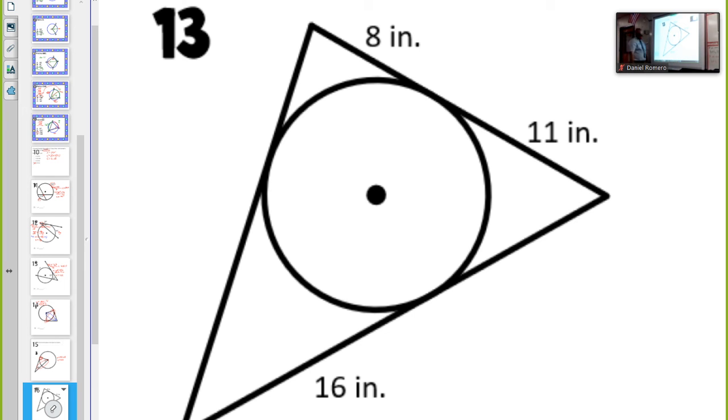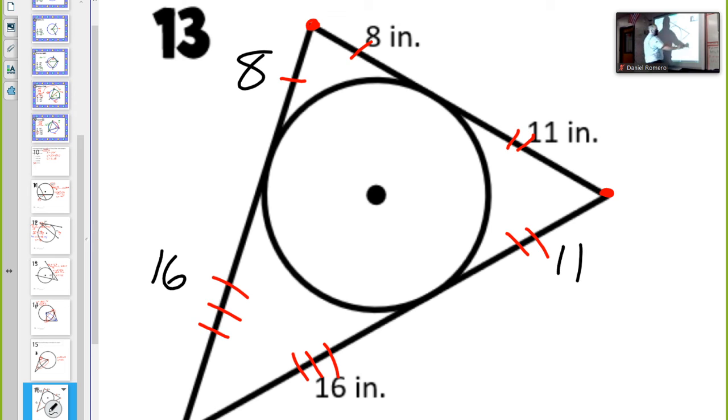And if those tangents meet at a common exterior point, what property did we learn back in week 1? The distance from that point to each point of tangency is congruent. So this is the same as this. This is the same as this. This is the same as this. This is the first one. So that means that this would also be 8. This would also be 16. This would also be 11.